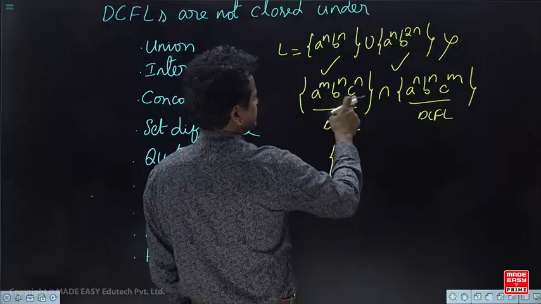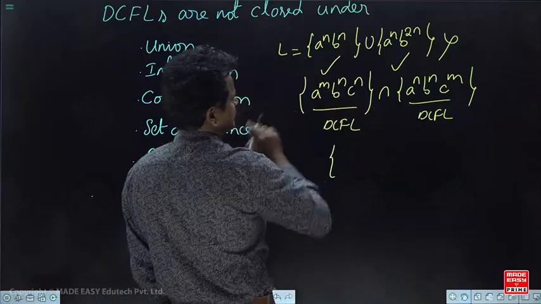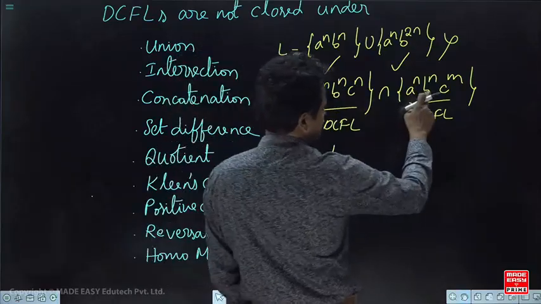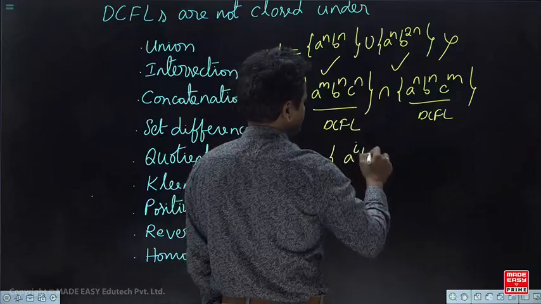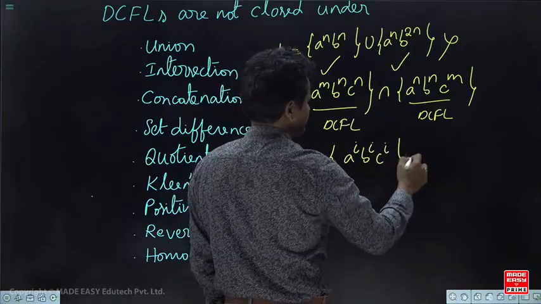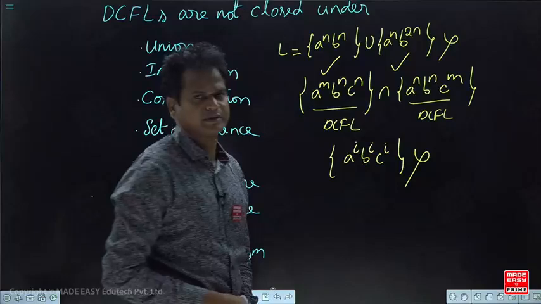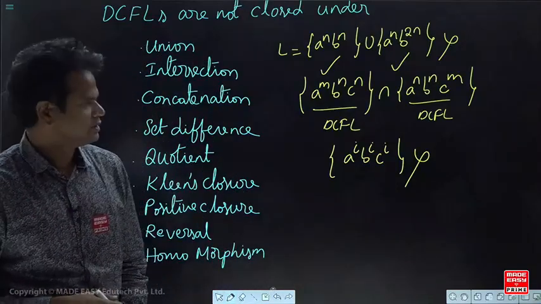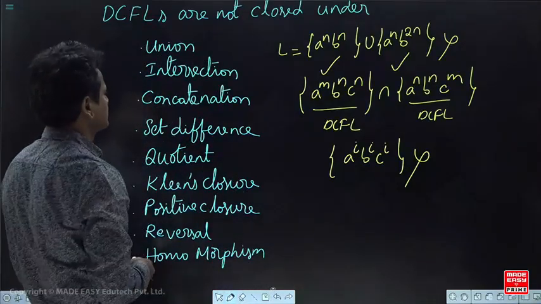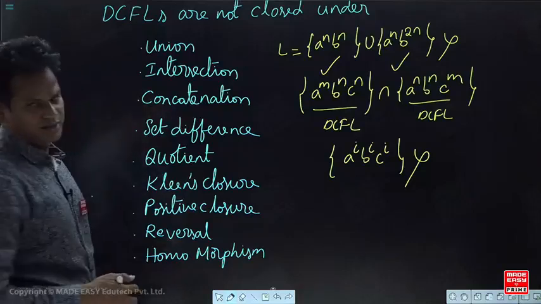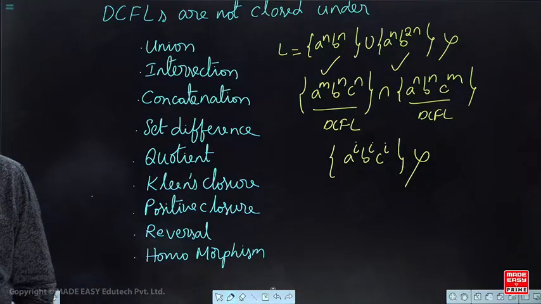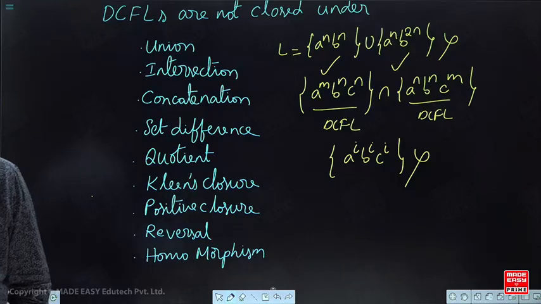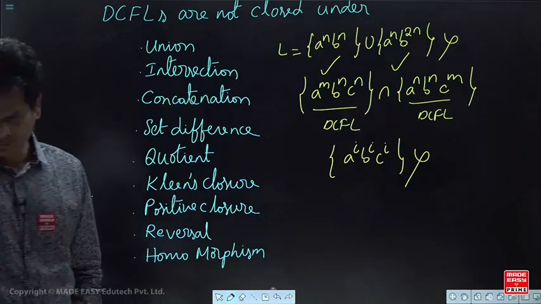Here b's and c's must be equal, a's can be any number. Here a's and b's must be equal, c's can be any number. So what is the intersection? The intersection will be a power n, b power n, c power n, which is not even a CFL. Okay? So intersection is not closed, union is not closed. Got it?